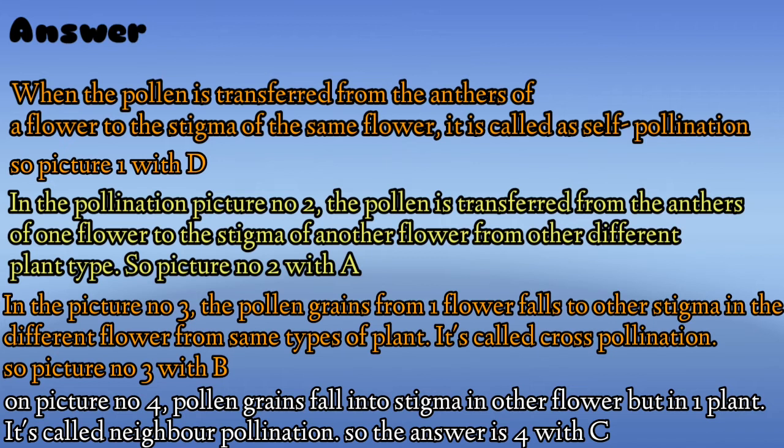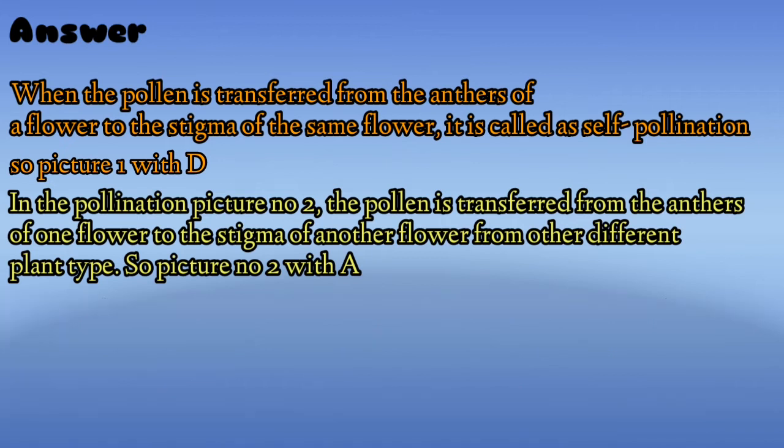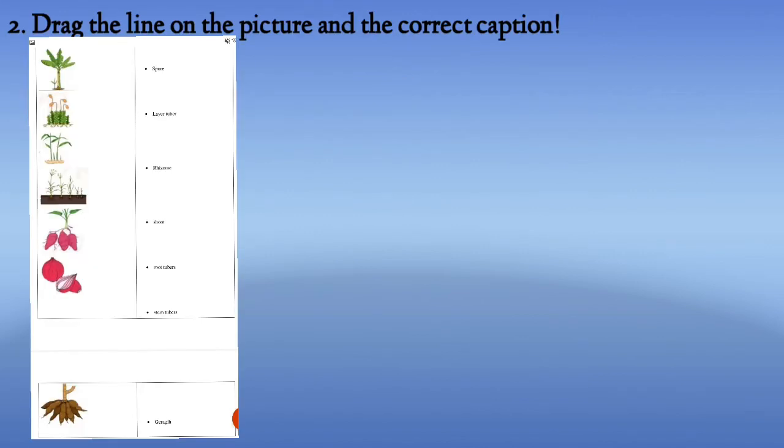On picture number 4, pollen grains fall onto the stigma of another flower but on one plant. So the answer is C. It's time to do number 2. Draw the line on the picture and the correct caption.